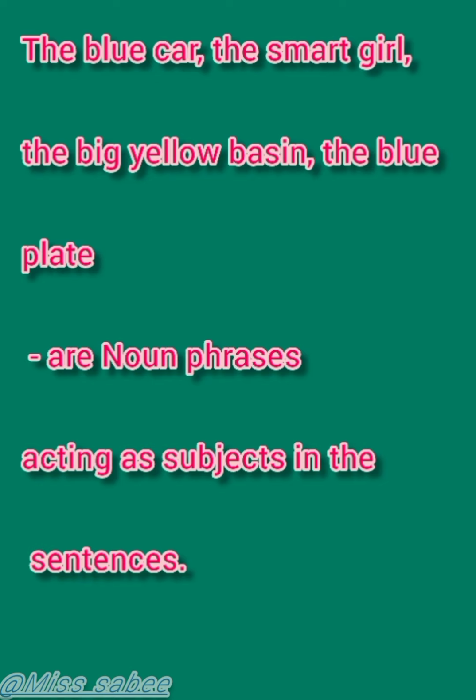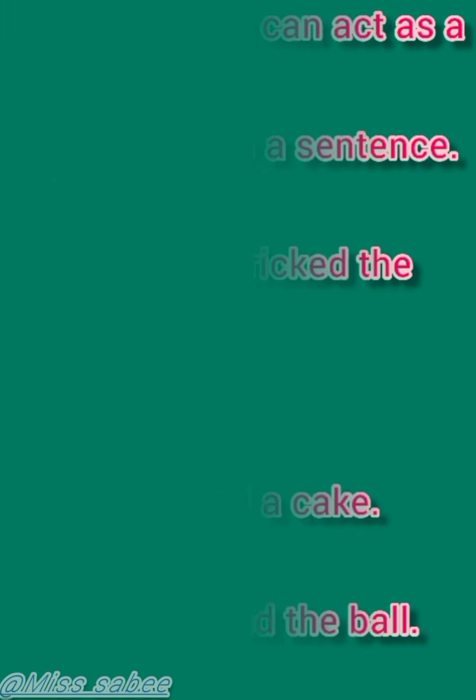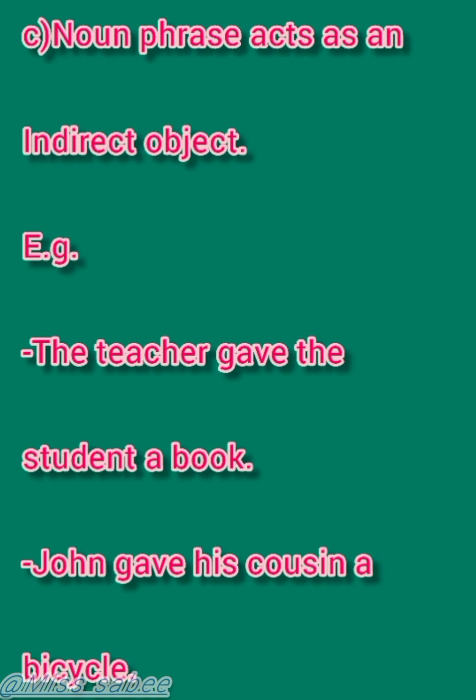Now, from here, guys, we also say that a noun phrase can act as a direct object in a sentence, and that is why we have this example. The hare tricked the hyena. The hyena is our noun phrase which is acting as the direct object, or else it has been affected by the action of the subject, the hare. The girl baked a cake. So the action of baking was done on a cake. So a cake is our direct object.